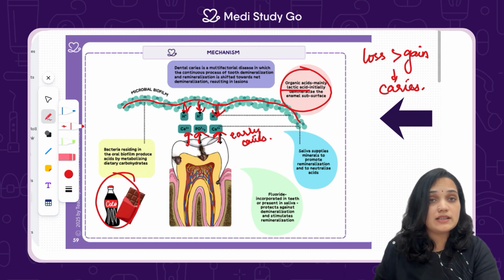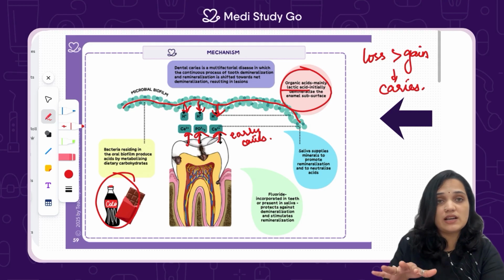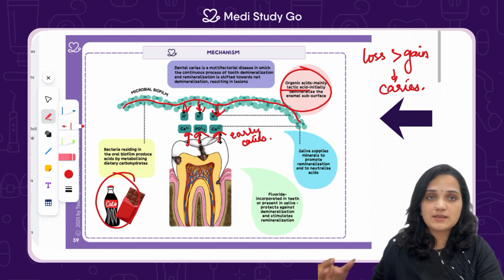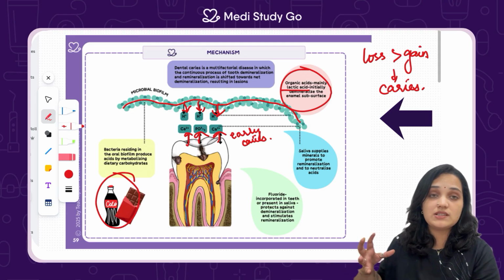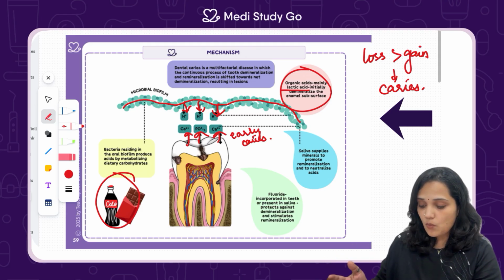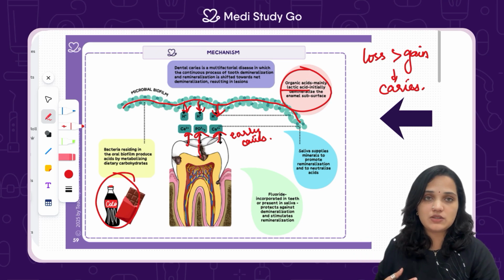Now, important here is that caries starts below the surface before you see a cavity. Here we've seen this mineral loss. We see these arrows going out of the tooth. This is the demineralization. So what does this mean? This means the tooth becomes weaker and eventually it will cavitate.